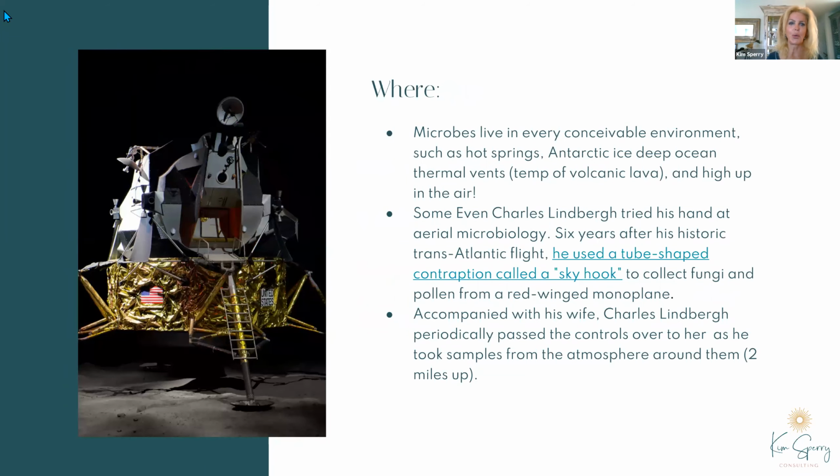Okay, so that's the who and the what. The where is to understand that these microbes live in every conceivable environment. It doesn't matter how hot or how cold or even how high or how deep. They seem to be able to survive. They are tough. So in the Antarctic ice, in the ocean, these thermal vents are the temperature of volcanic lava. They are 750 degrees Fahrenheit, and they're high up in the air as well.